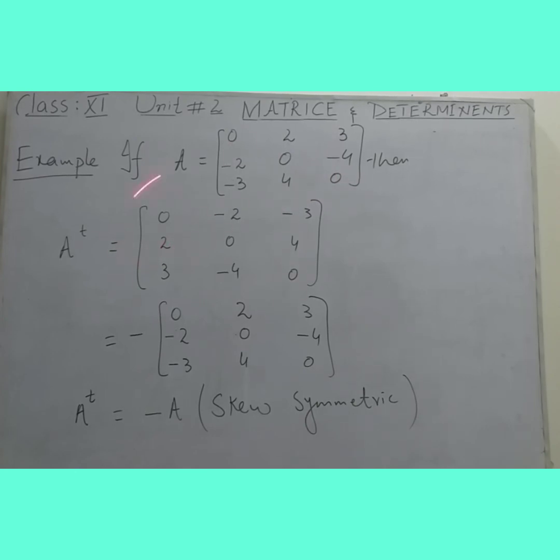Now to make it A, we will take the minus sign common. So we have 0, minus 2, minus 3, plus 2, 0, plus 4, 3, minus 4, 0. Now this matrix is the same as the given matrix A with a negative sign, minus A. So A transpose equals minus A, which implies this is a skew symmetric matrix.